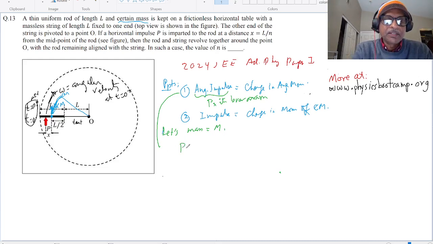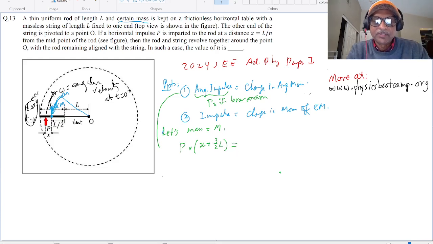The first equation is going to be P times, from here to here, L plus a half plus x, so that's x plus 3 over 2 L. That's the lever arm because it is perpendicular to the impulse force. This is equal to the change in angular momentum. Initial angular momentum was 0, so it's just the final, I about O times omega, minus 0.